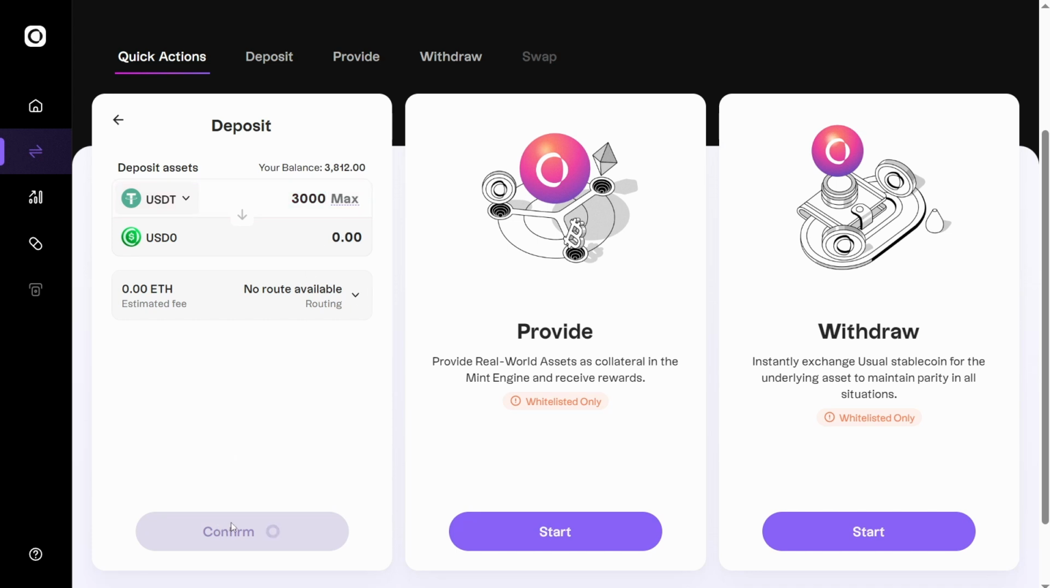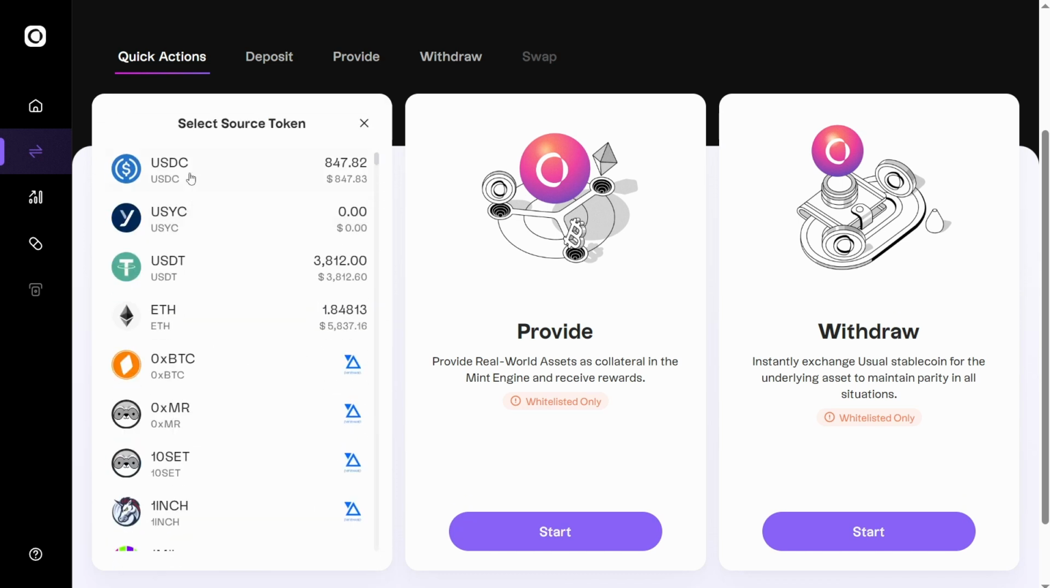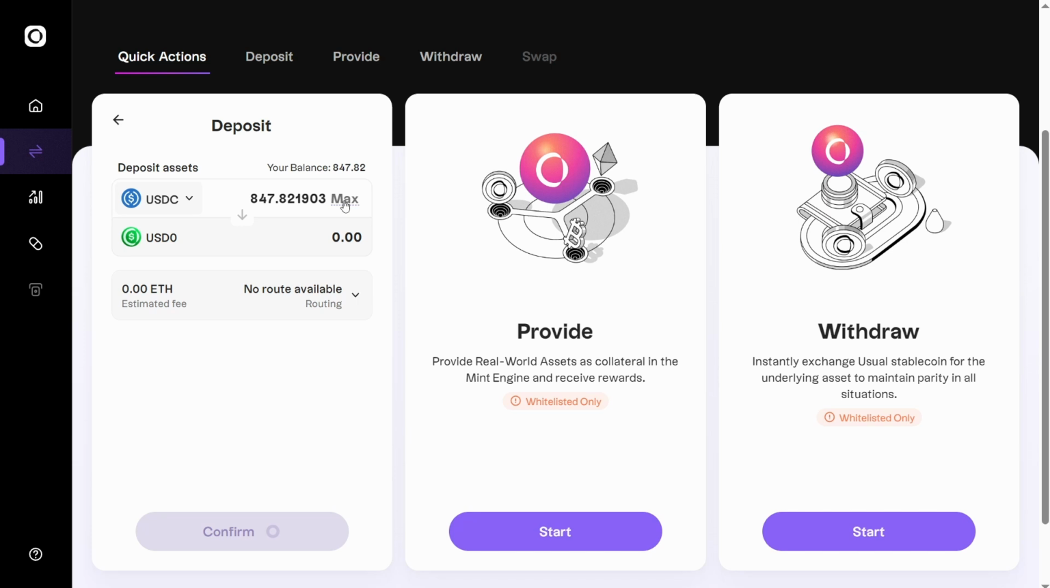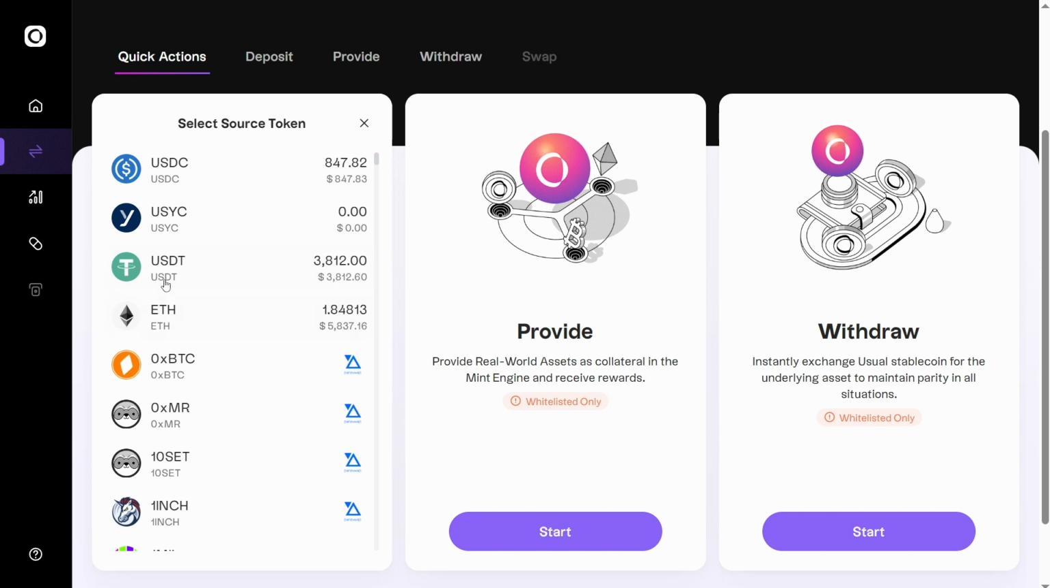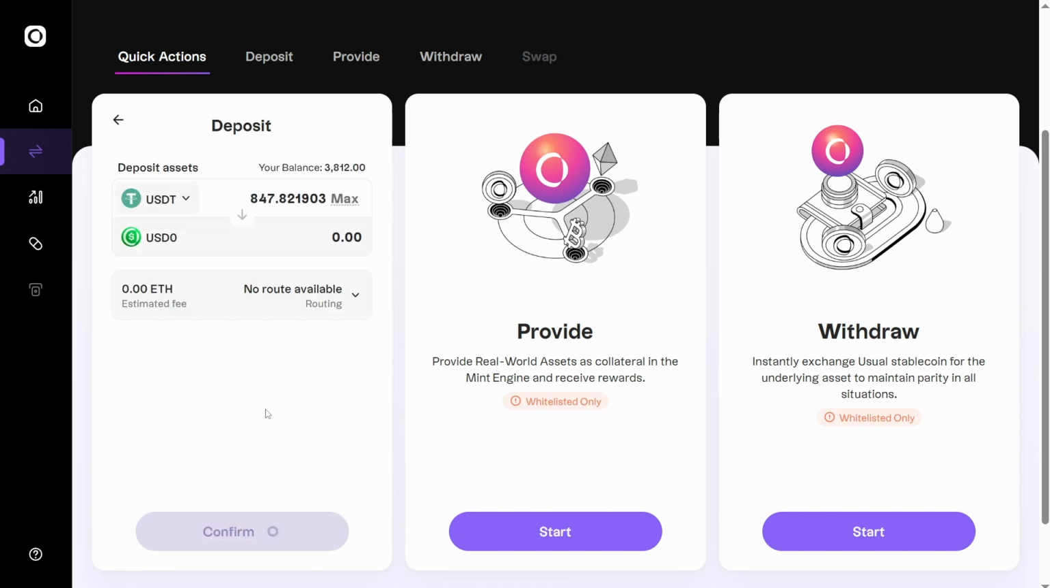Something is loading. I don't see any available routes. Let's try to select another coin, for instance USDC, to check. There is an available route, Paraswap. OK, change to USDT again. And now the system has found an available route.